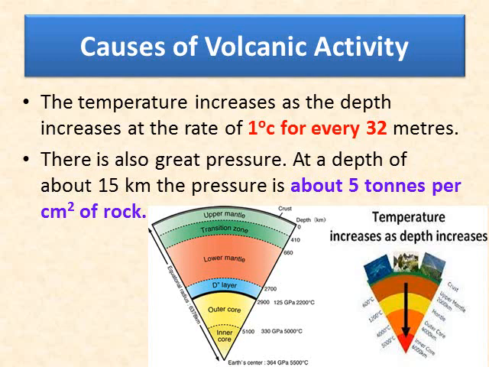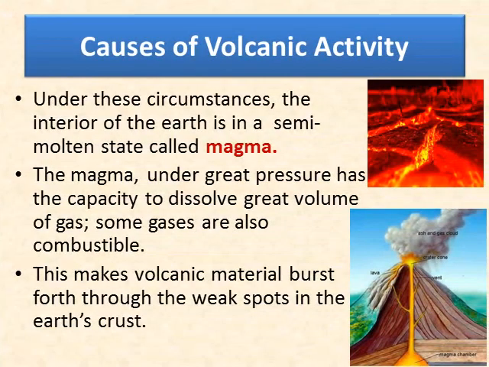So this immense temperature and pressure will have an effect on the mantle. Dear children, under these circumstances, the interior of the earth is in a semi-molten state and it is called magma. The magma under great pressure has a capacity to dissolve a great volume of gases, and some of these gases are also combustible.